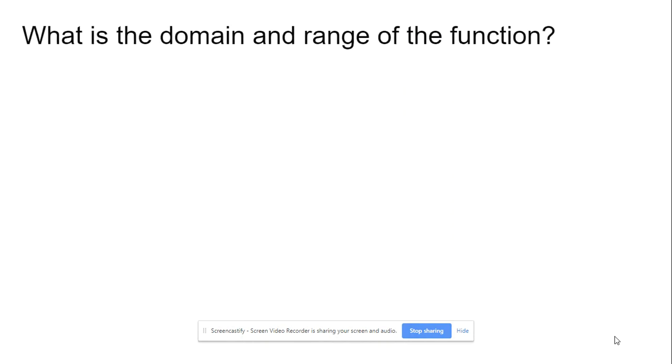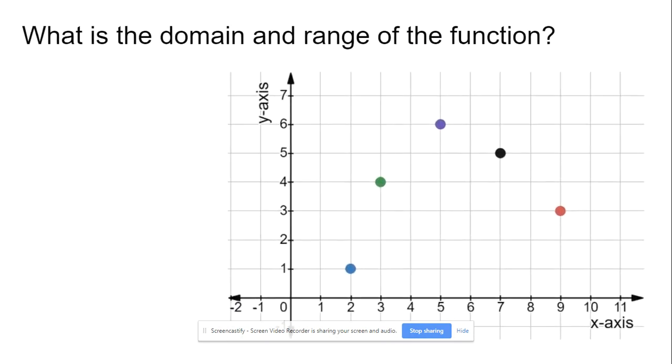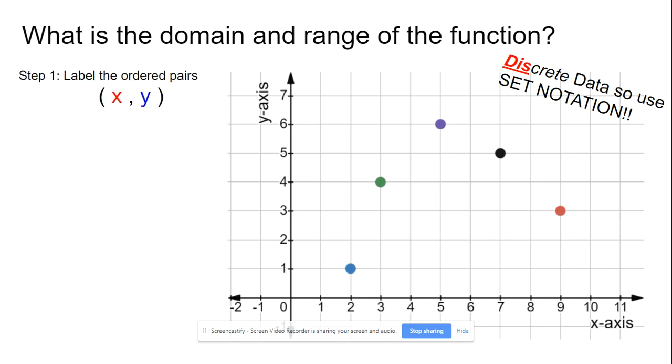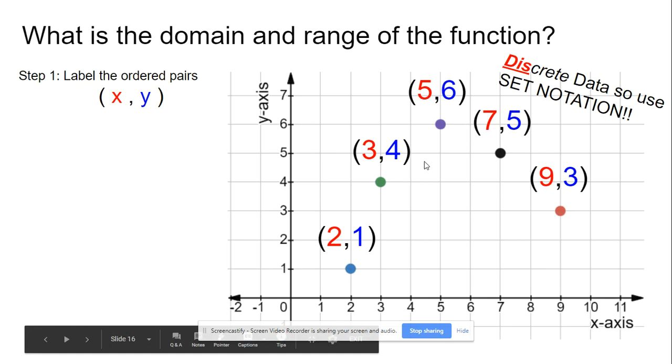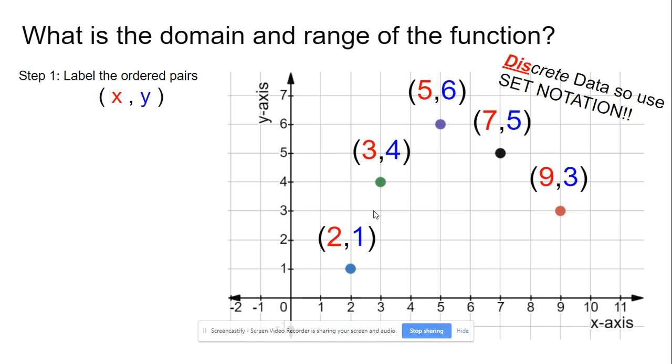All right, so what is the domain and the range of the function? First off, it's a discrete function, so you're going to use set notation. In other words, the data is going to be listed. The easiest way to do this is to label all your ordered pairs. Remember, x goes first and then your y. So I have (2, 1), (3, 4), (5, 6), (7, 5), and (9, 3). I tried to color code this so it's a little easier to see. Your x value is your first value and your y value is your second value.